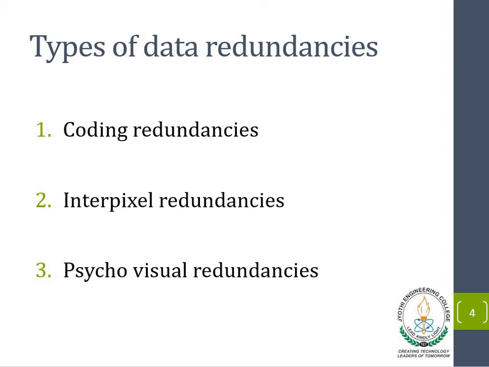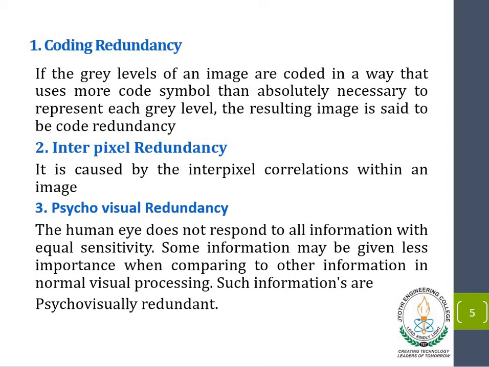Mainly, we are dealing with three types of data redundancies in our image compression. The first one is coding redundancies, second one is interpixel redundancies, and third one is psychovisual redundancies. First one is coding redundancy.